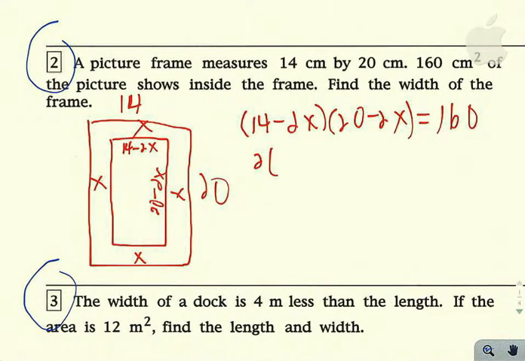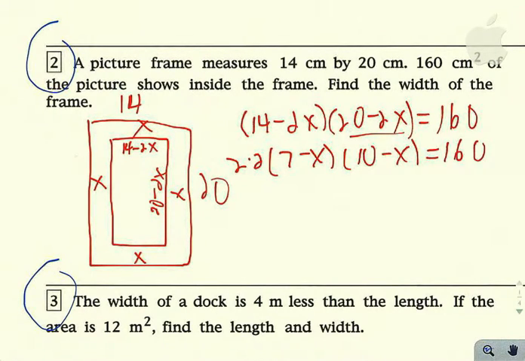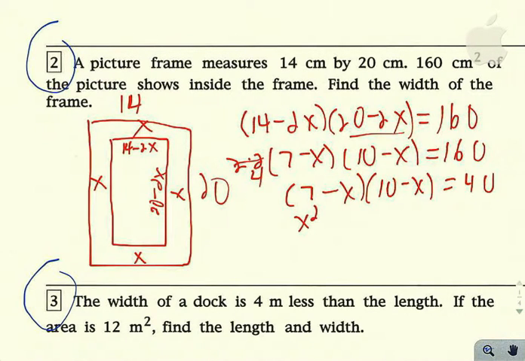Take a 2 out, and take a 2 out of that one. Let's put it out front. And 2 times 2 is 4. So if we divide both sides by 4, we'd have 7 minus x times 10 minus x equals 40. And FOIL out the left side, you'd have x squared minus 17x plus 70 equals 40.